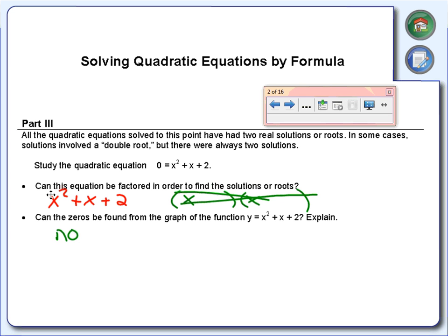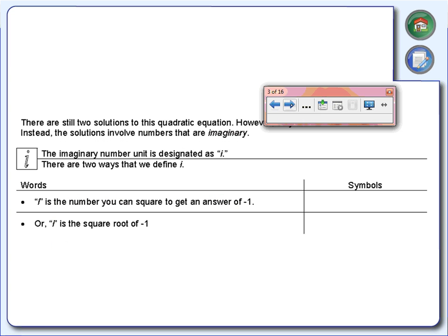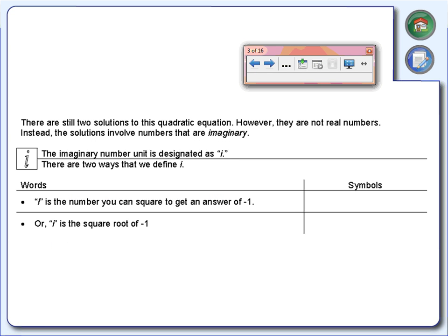What do we do if we have no real solutions? We can't do factoring and we can't do graphing. So we've got to come up with another method to come up with those solutions. So here it says we do still have two solutions to that quadratic equation. It just so happens they're not real numbers though. Instead, what we're going to end up with is imaginary.